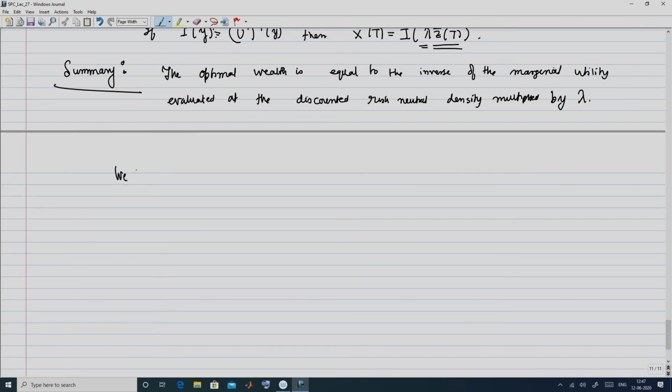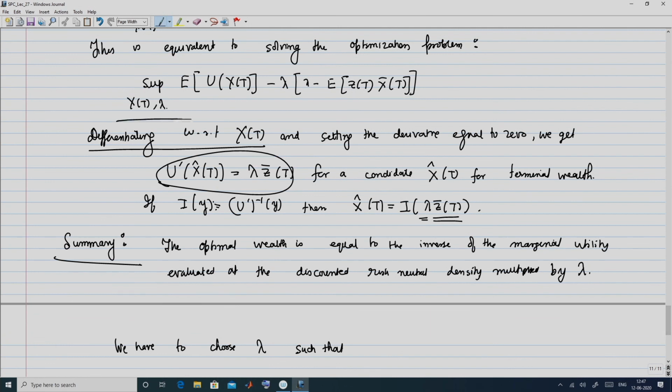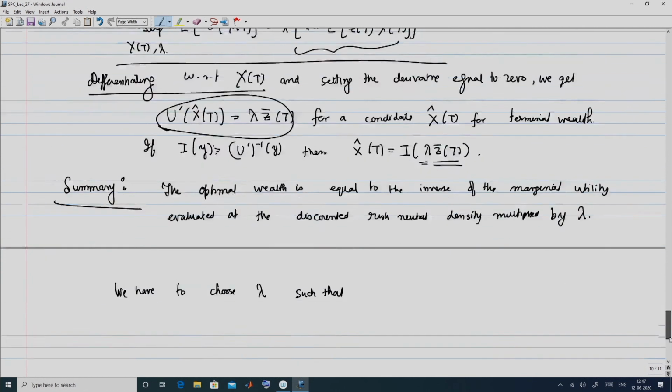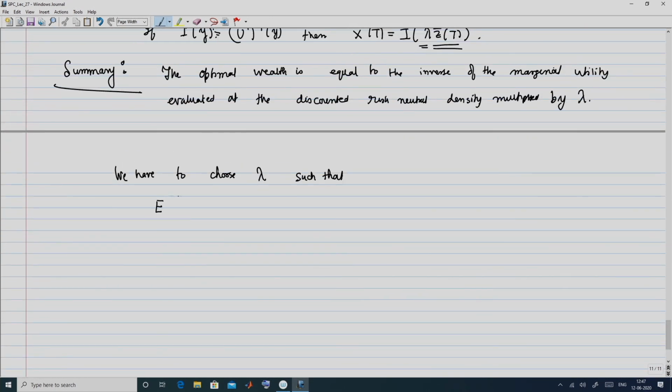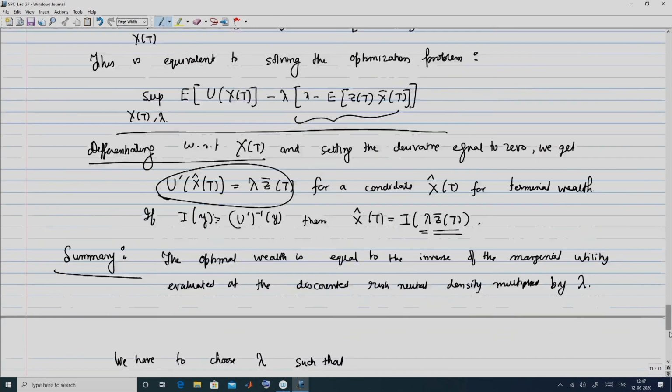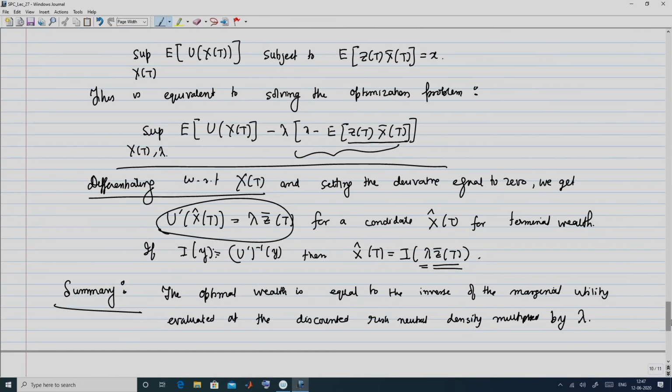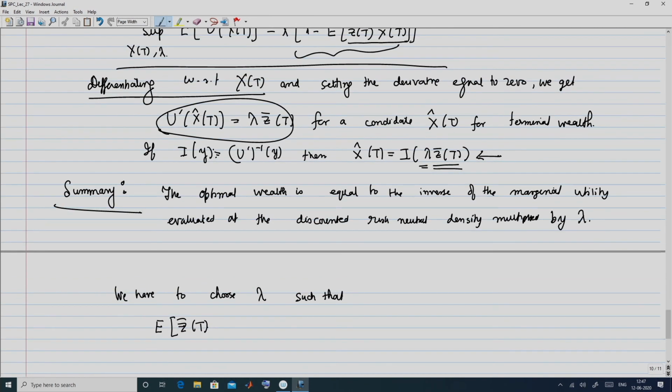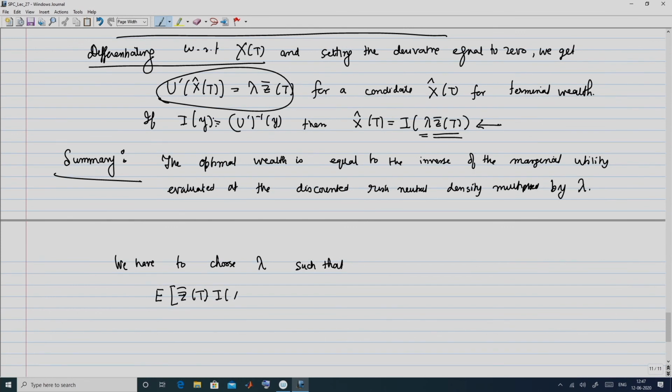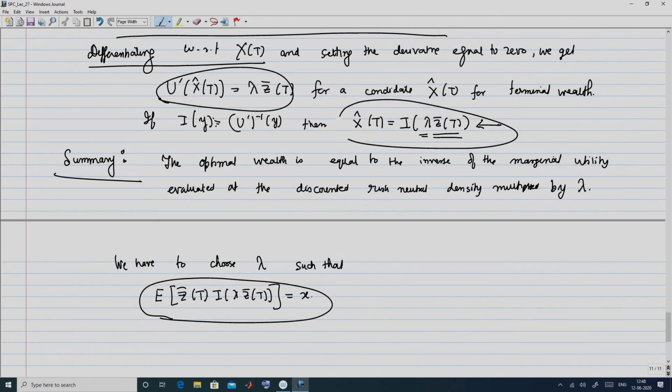And the condition is that we have to choose lambda such that, what was the other condition? The other condition was if we took the derivative with respect to lambda, we recovered this condition. So, accordingly, we need to choose lambda such that the expected value of z bar of t into x of t, and I can replace this x of t from here to obtain expected value of z of t into I of lambda z bar of t, and this must be equal to x. All right. So, you figure out what is lambda making use of this relation and then substitute the lambda to obtain what is x hat of t.